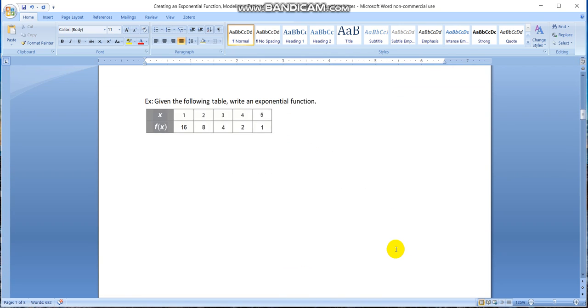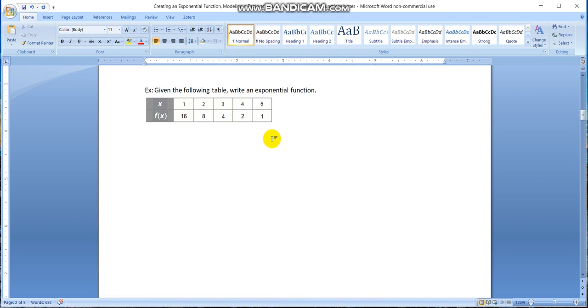Okay. So let's say we're given this. So if we're given this now, this is given the following table. We want to write an exponential function. So same idea. We need to solve for b. So in order to find what b is, look for a multiplication or division pattern within the table. If you guys realize this, each term is divided by 2, or in other words, multiplied by 1/2.